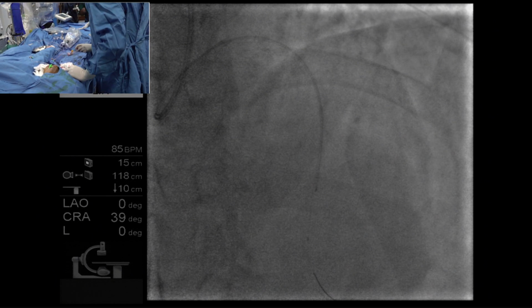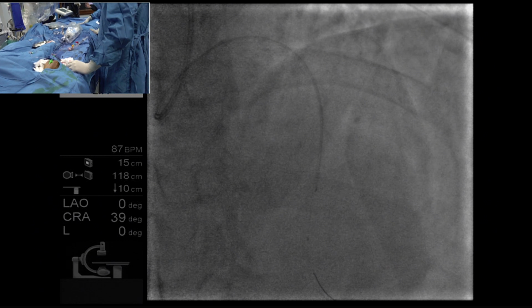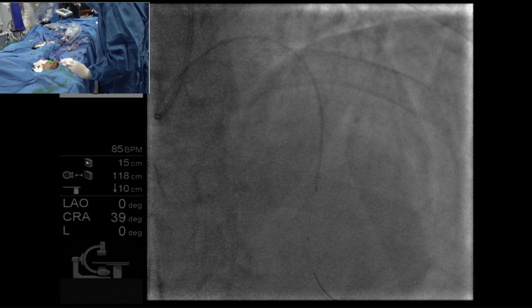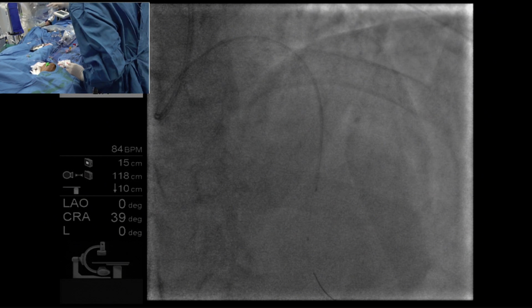Can you move the monitor a little bit? Maybe you can reduce the number of diagnostics. You can combine the diagnostics on this side for him to see, along with the OCT catheter. It will come here. You may reduce the amount of dye. He needs to see that.